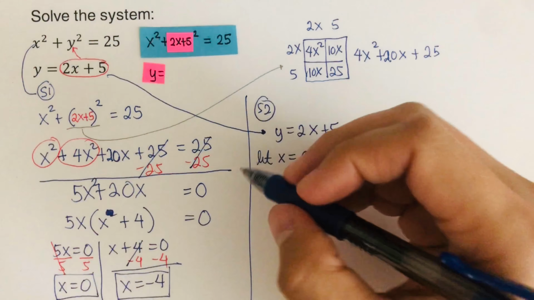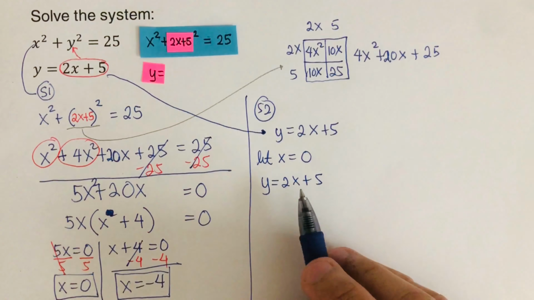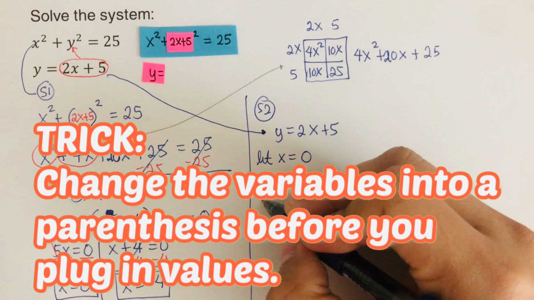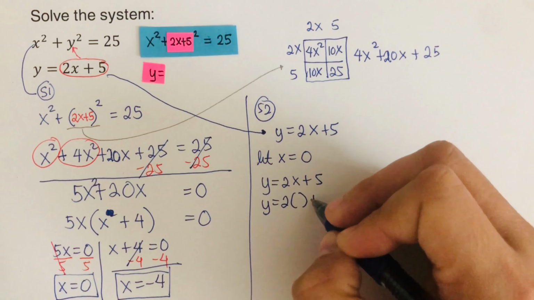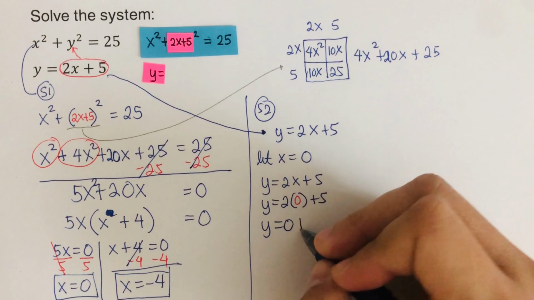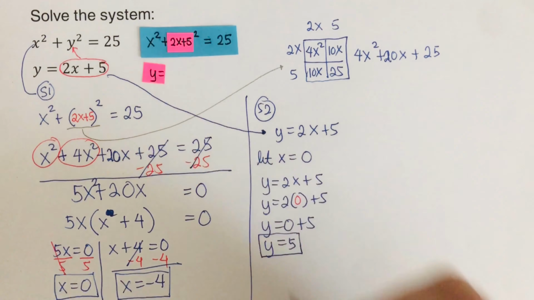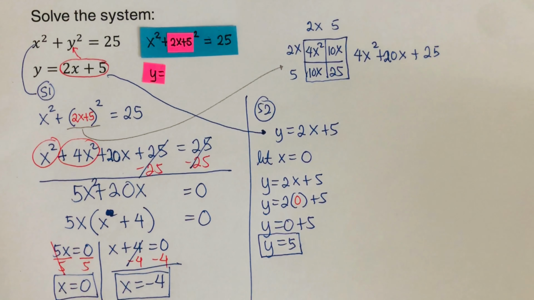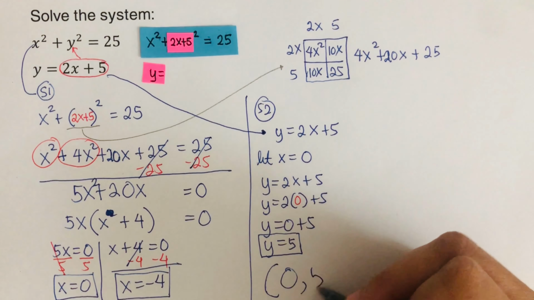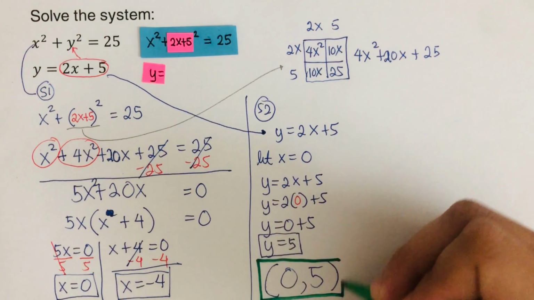So we rewrite this: y equals 2x plus 5. Again, the trick is to change the variable x into parentheses before we plug in the 0. So that is y equals 2 parentheses plus 5, and this is a 0. We are left with y equals 0 plus 5, so our y is actually 5. Then the first point of intersection between these two equations would be (0, 5).